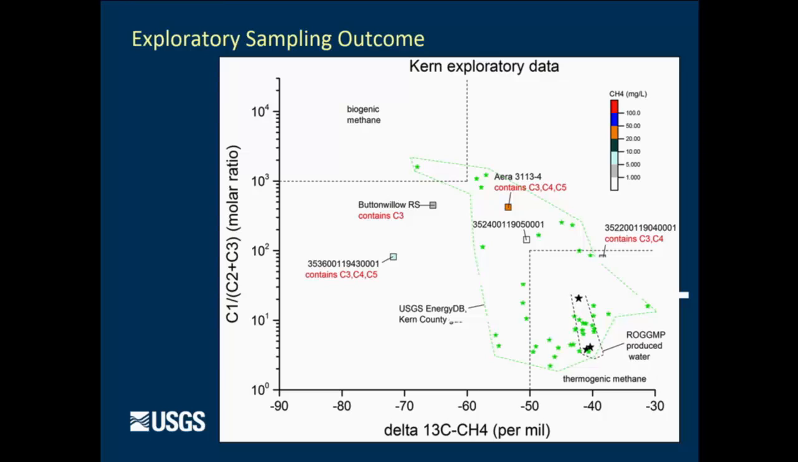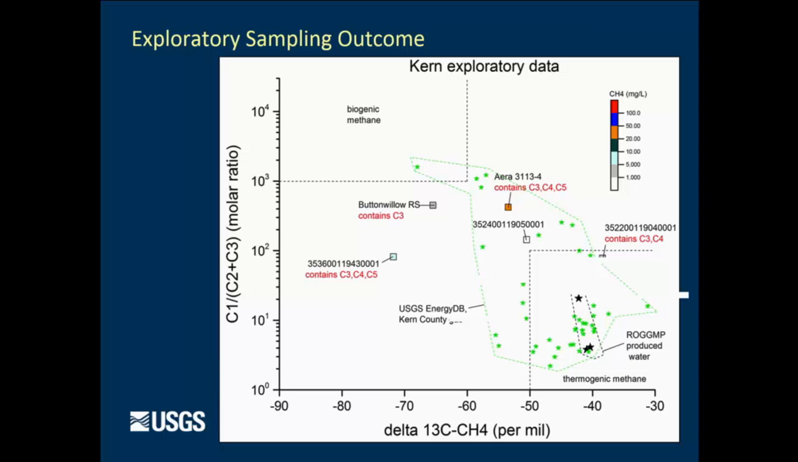The two major points I want to make here is we can distinguish between methane that's generated by heat and methane that's generated by microbes. Methane generated by microbes will have properties that fall in the box at the upper left, and methane generated by heat will have properties that fall in the box on the lower right. The produced water samples that we were able to take fall in the lower right, as we expected.